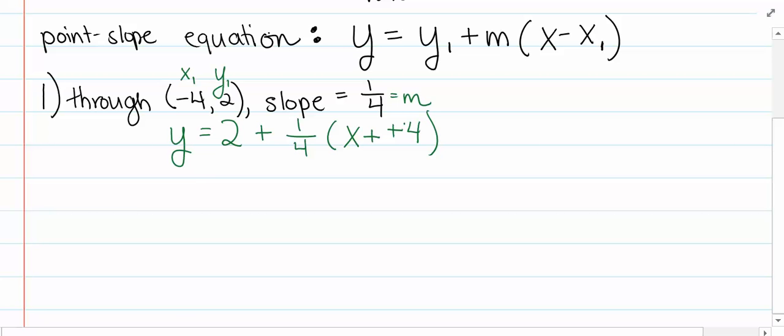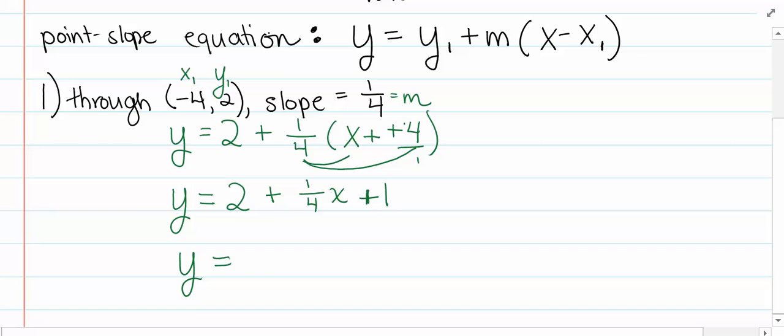I need to change this into slope intercept form, so I'm going to distribute and combine like terms. y equals 2. 1/4 times x is just going to be 1/4 x. And then 1/4 times 4, remember it's like 4 over 1, multiplying fractions. 4 over 4 is just 1. So our answer is going to end up being y equals, you can combine together like terms, 2 and 1, so 3 plus 1/4 x.